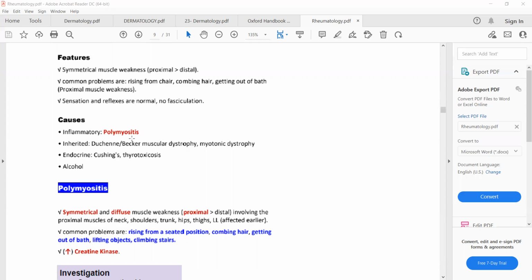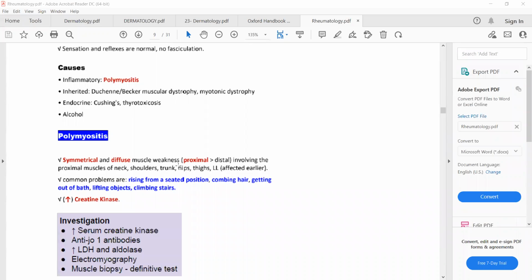In this chapter, we will discuss only the inflammatory causes of myopathies. Inherited causes such as Duchenne and Becker muscular dystrophy and myotonic dystrophy we will discuss in the genetic disease chapter, and likewise the endocrine causes. The main presentation of endocrine causes such as Cushing syndrome and thyrotoxicosis has other clinical features besides myopathies.